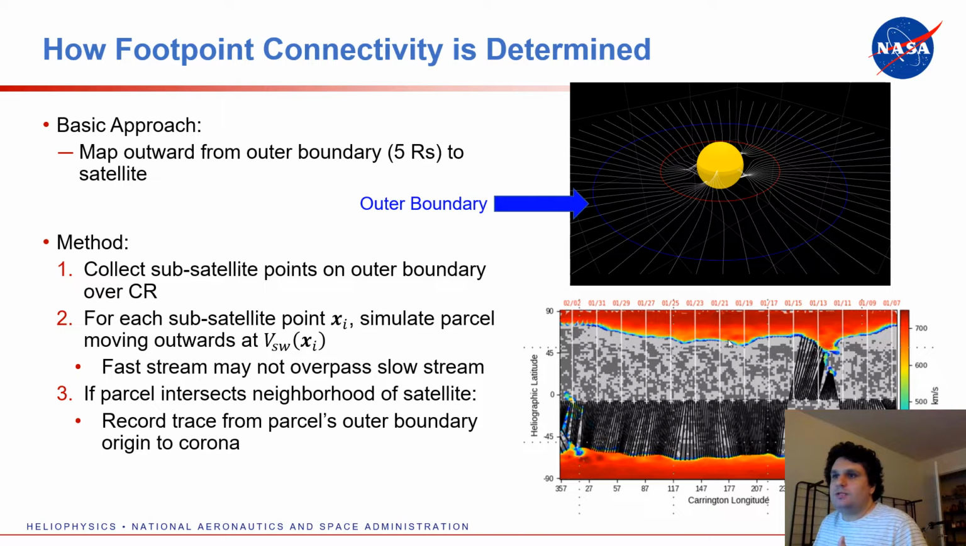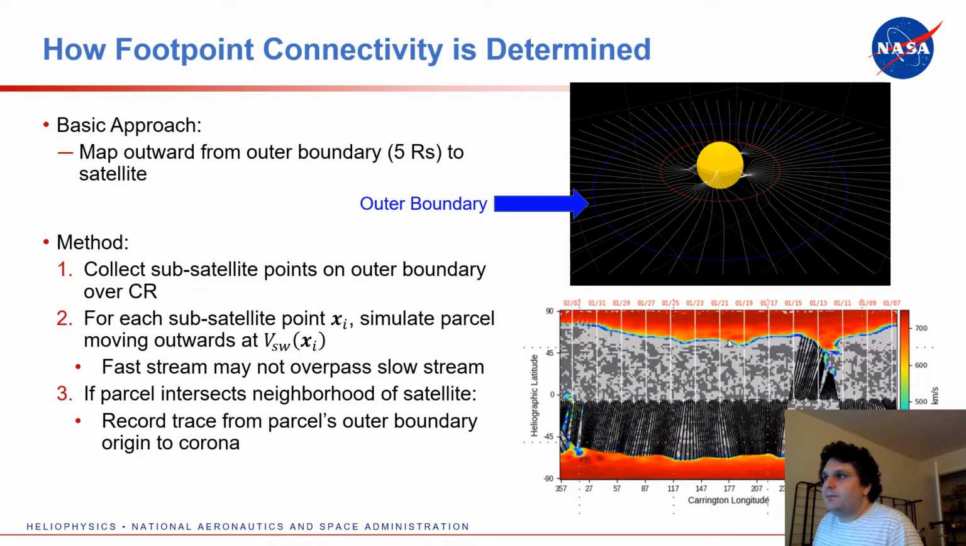And then for each one of these sub-satellite points, we simulate a parcel moving outwards at the solar wind velocity provided by the model. And we have a little constraint in our Parker spiral simulation that fast streams may not overpass slow streams. But when we move these parcels outwards, if a parcel intersects a neighborhood of the satellite where we know it's going to be based on its ephemeris, we record the trace from the parcel's outer boundary to the corona, and then from the outer boundary to the satellite as the full path of the connection.